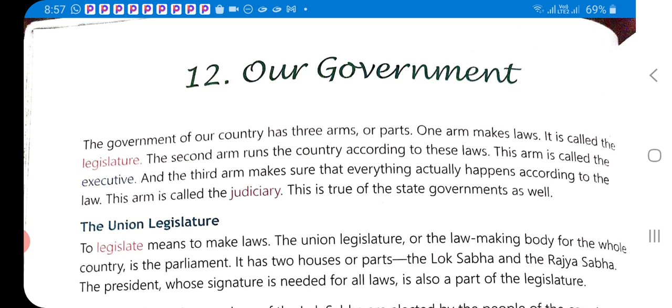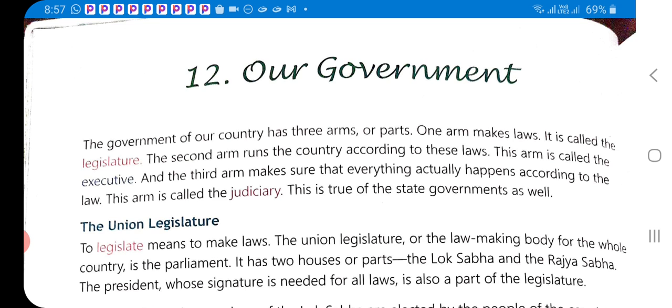So we will read about two levels of government in this chapter. First union government, then state government. So first, union government has three organs: union legislature, executive, judiciary. And state government also has the same three organs: the state legislature, state executive, and judiciary. So first we will begin with the union legislature.